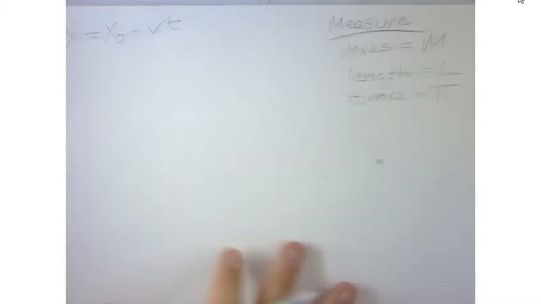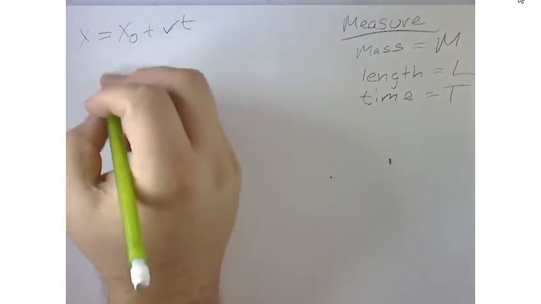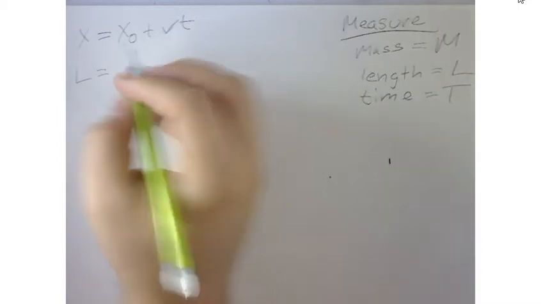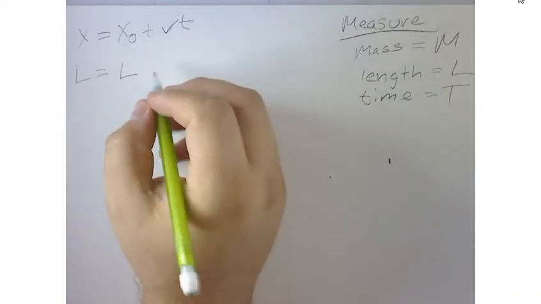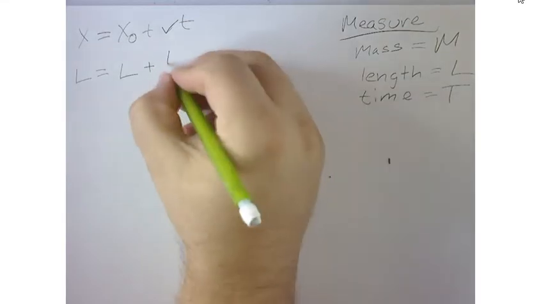So now here's the thing. When I say x, what am I measuring? Length. When I say x naught, what am I measuring? Length. Now when I get to v, what am I measuring? Okay, now velocity is a measurement of something here. Time and length. So if I say 20 miles per hour, what am I really saying? Length over time. Very good.